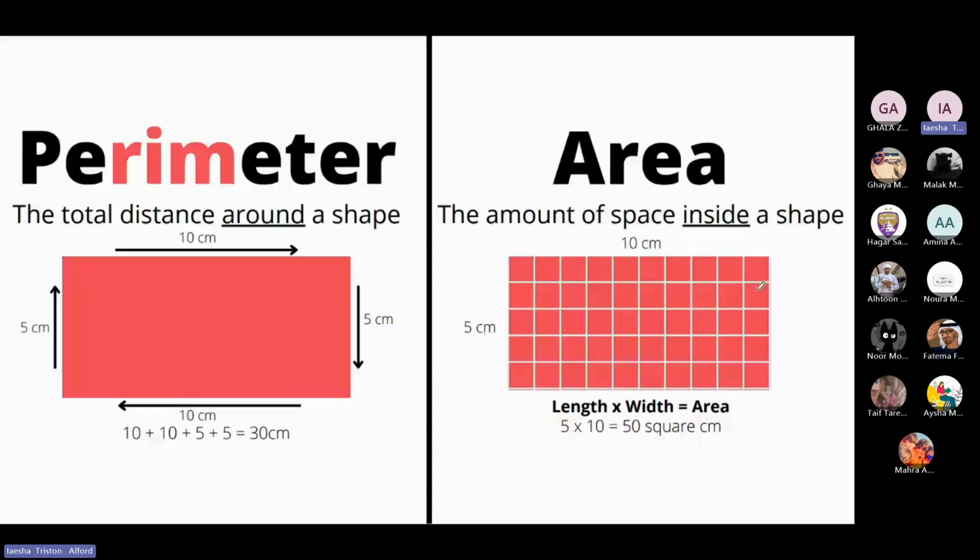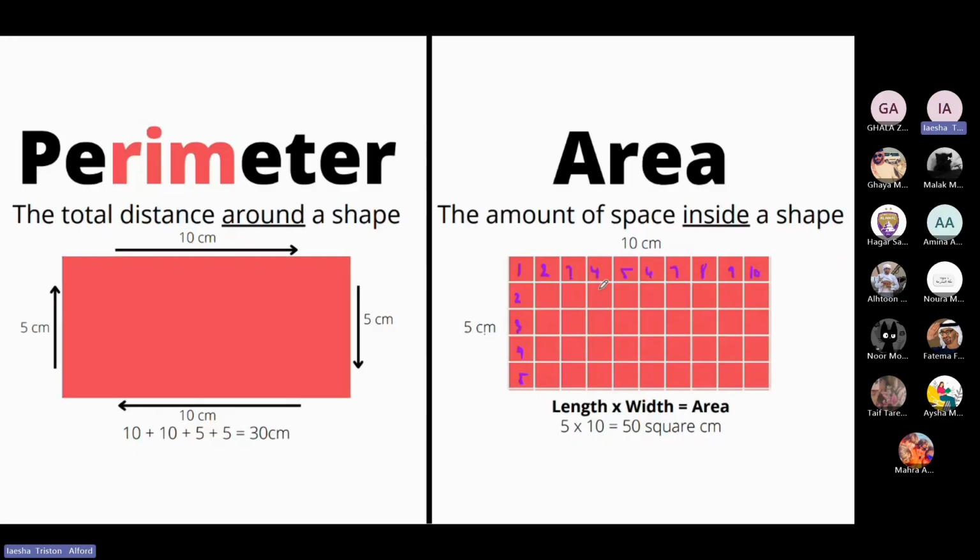50 square centimeters. So inside I have 50 squares because I have 1, 2, 3, 4, 5, and then across the top I have 10. So if I multiply them, I'm going to get 50 squares inside. This is the idea about area, the amount of space inside of a shape.